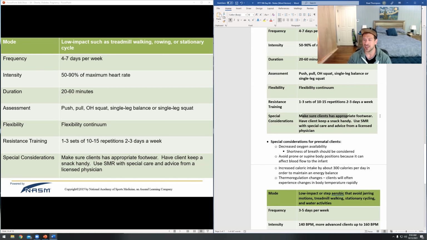Special considerations, like I said, be cautious with that footwear. Have them keep a snack handy. That is actually going to be really important in case their blood sugar levels drop. If they do start to increase their insulin sensitivity, and then all of a sudden their blood sugar levels drop because their body makes some insulin and you're working out and you just burn through all their carbohydrates.